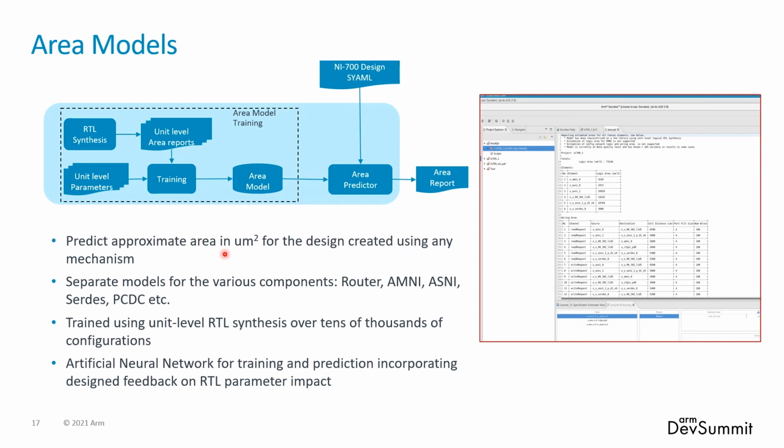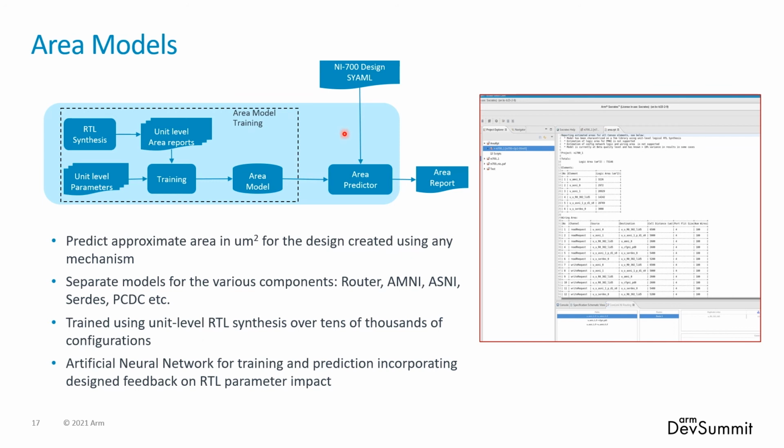That is where the area models come into the picture. The goal is to predict the approximate area in microns squared for the design created using any of the mechanisms. We have separate models for the various components, that is the routers, the various bridges, the SerDeses, PCDCs, etc. And these have been trained using unit level RTL synthesis over several tens of thousands of configurations. It's based on an artificial neural network for training and prediction, and we also incorporate design feedback on the RTL parameter impact.